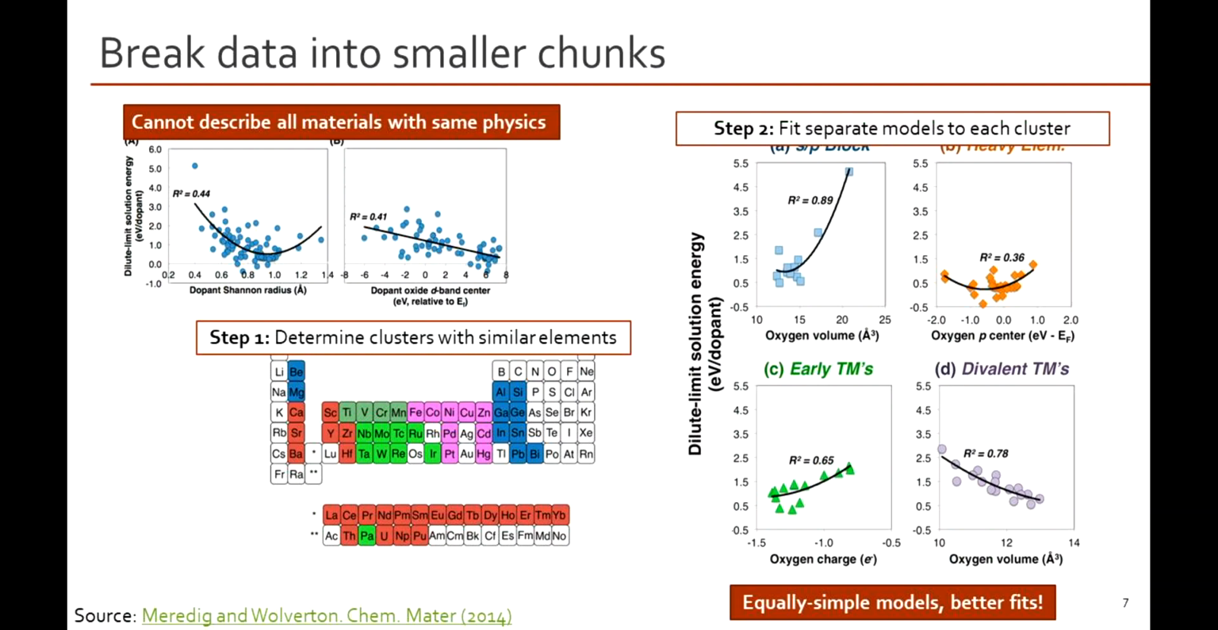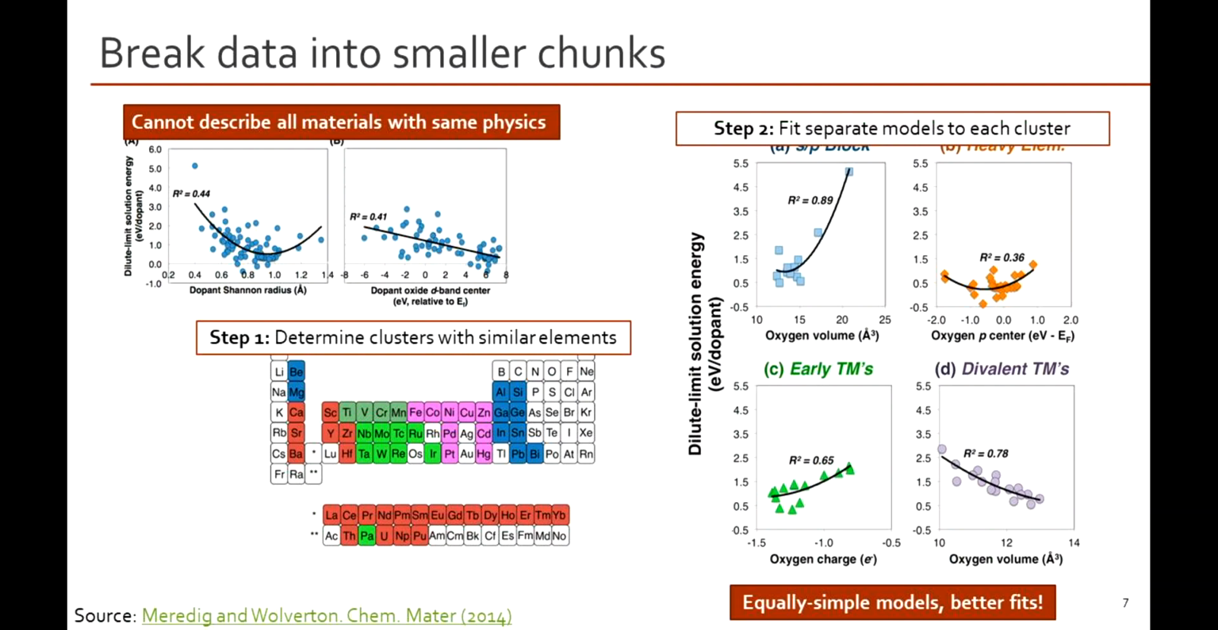Now, a good example of this is work from Bryce Meredith and Chris Wolverton from 2014, where they illustrate how, when trying to understand how different elements can be dissolved within zirconia, if one treats the entire periodic table with a single machine learning model, you can create decent machine learning approaches.